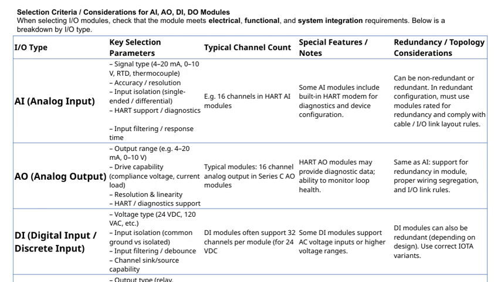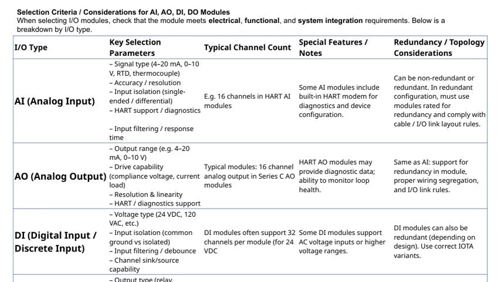to ensure reliability. For DI, or digital inputs, the main considerations are voltage type, such as 24 VDC or 120 VAC, and whether the module supports common ground or isolated inputs. Input filtering and debounce are necessary to prevent false triggers. Channel count can be quite high, often supporting 32 channels per module, especially for 24 VDC inputs. Some modules can handle AC voltage or higher voltage ranges, adding flexibility. Redundancy is also possible here, depending on the system design.